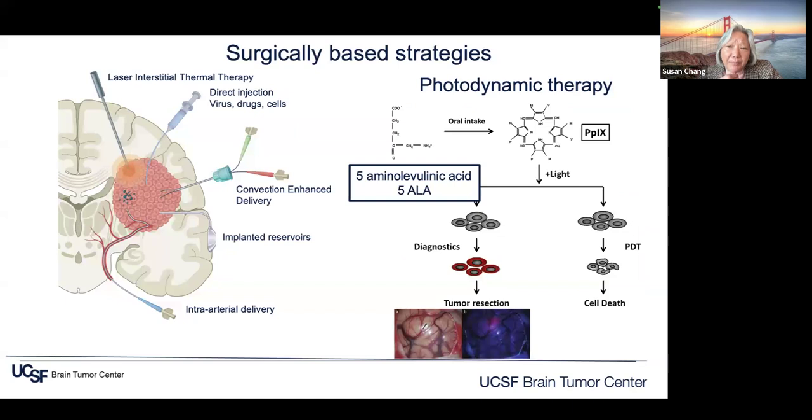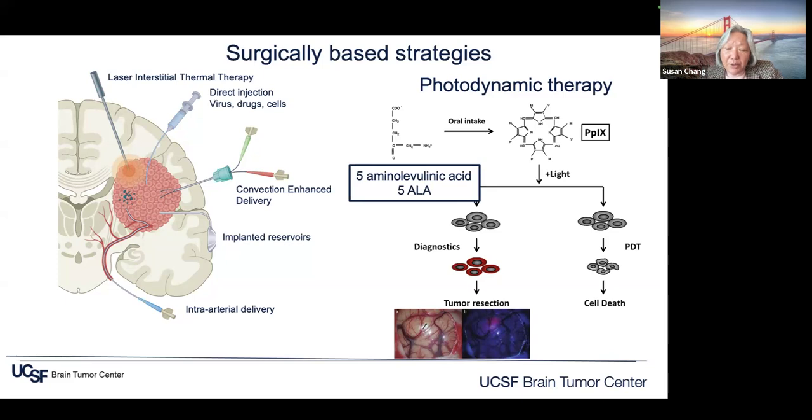So in terms of the surgically based strategies, I think you're all aware of such things as laser interstitial thermal therapy, direct injection of either viruses, drugs, or cells, convection-enhanced delivery using a pressure gradient to get drugs into the tissue itself, use of reservoirs, and intra-arterial delivery. These are all ways to enhance the distribution of agent directly into the tumor and try to spare systemic effects.